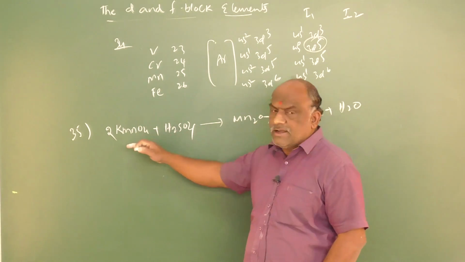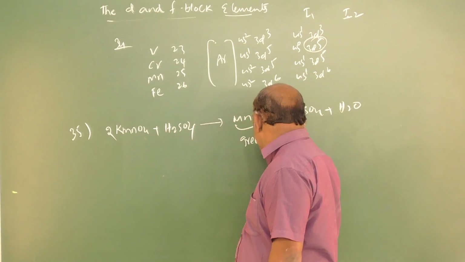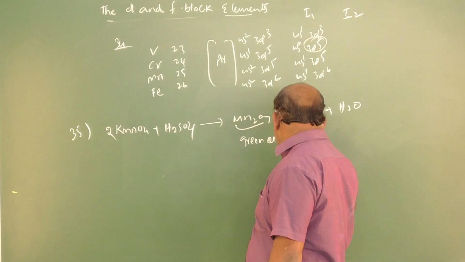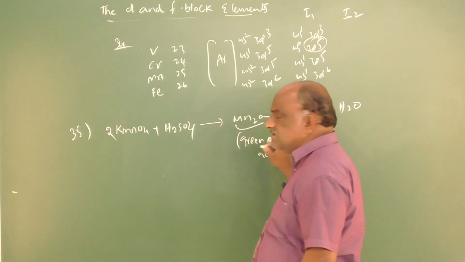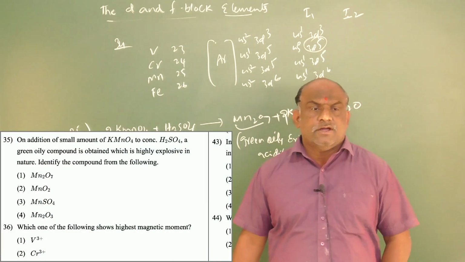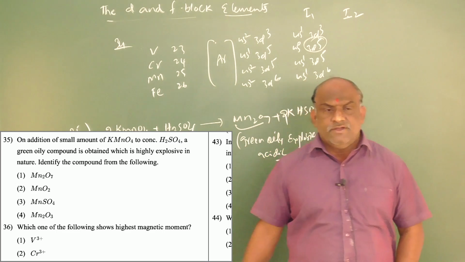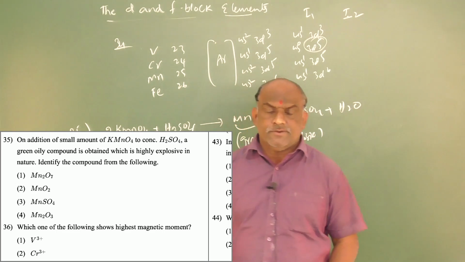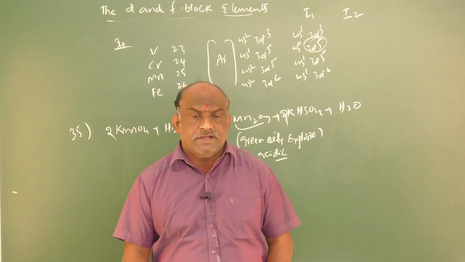So when potassium permanganate is combined with sulfuric acid, we get a green oily explosive. It is an acidic oxide, a manganese heptoxide, a 7 oxide. So the right answer for question number 35 is the first option. Where did you find green oil? Green oil means Mn2O7 only. Mn2O7 is the right answer for question number 35.